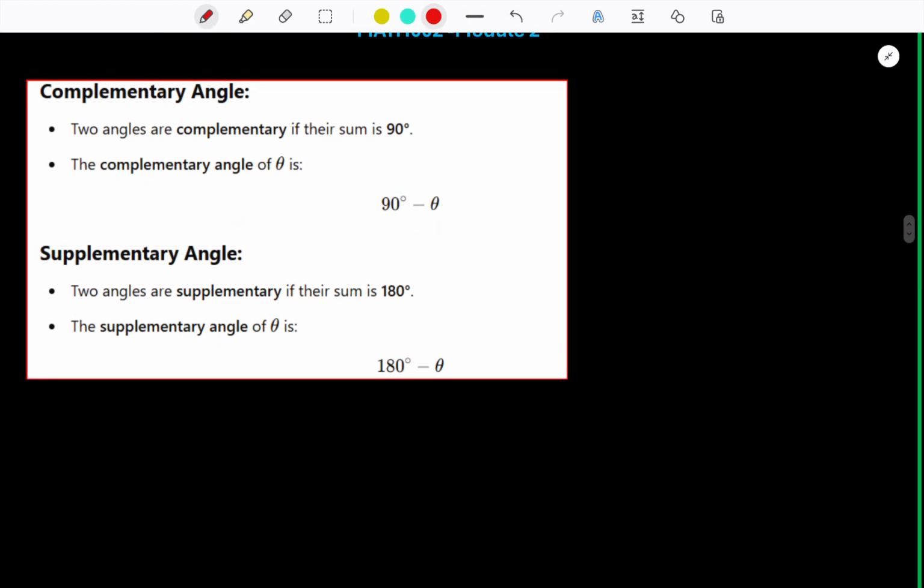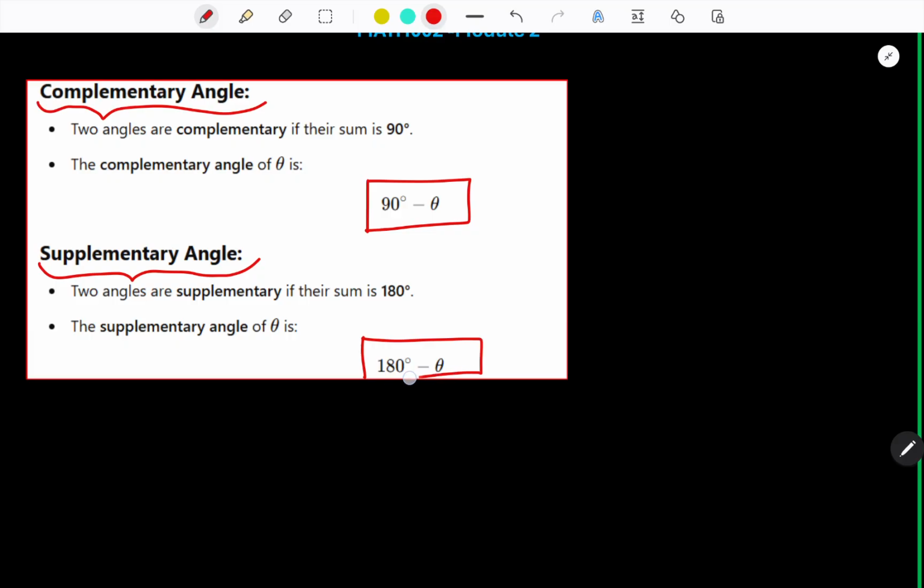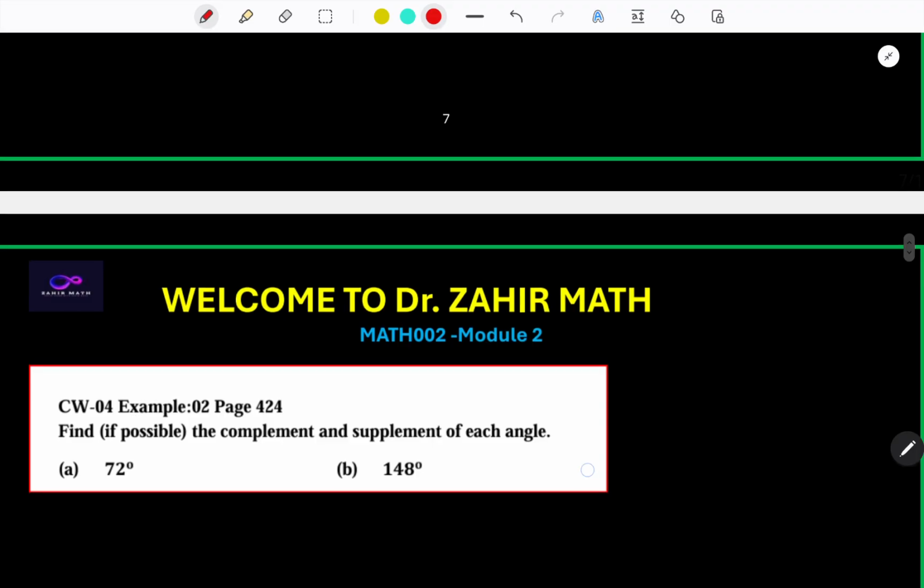Let's go for the next definition, which is complementary angle, another English word, and supplementary angle. You need to remember this formula: 90 minus theta and 180 minus theta. Right, this is the formula. You can say this is the rule for complementary angle and the rule for supplementary angle.